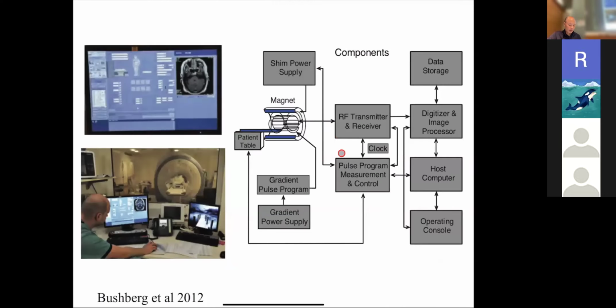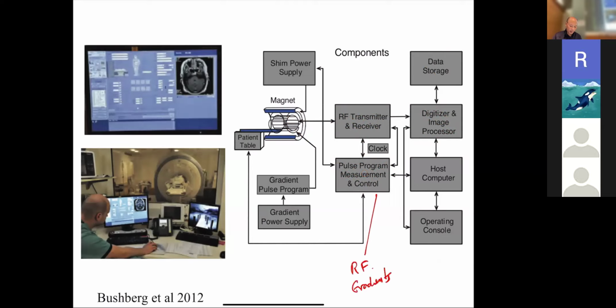Okay, so let's sum up what we've talked about. In the remaining lectures over the course of the next 5 or 6 weeks, we're going to talk about what each part does. We have a magnet. We have something that controls the radio frequency field, which puts energy in and also receives data out. That gets digitized, and we make images and store those images. The other thing we have is what's called the pulse program measurement system, which controls both the RF and the gradients.